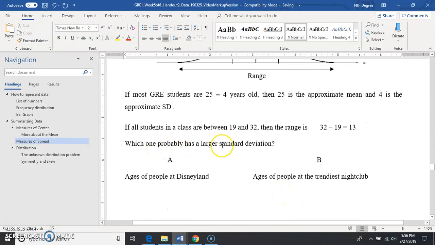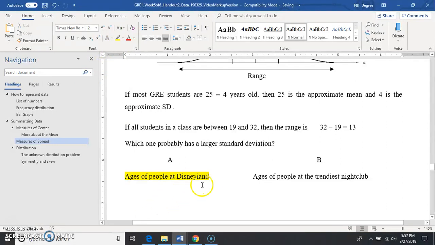Which one probably has a larger standard deviation? Would it be A, the ages of people at Disneyland, or B, the ages of people at the trendiest nightclub? And you might even assume that they have a very similar mean. Maybe they both have an average of like 28 or so. But this goes to show you why we need both a measure of center and a measure of spread in order to characterize data. So what do you think? Which one do you think would have a larger standard deviation? I think the most likely answer is A, the ages of people at Disneyland.